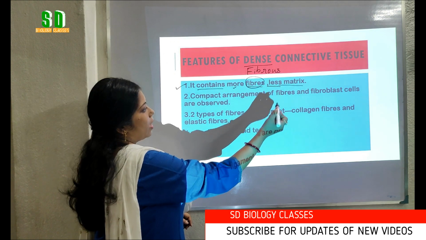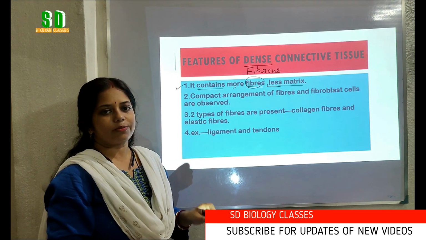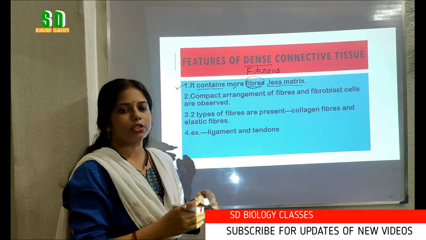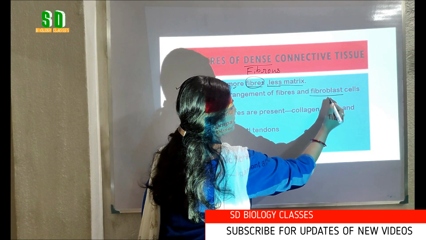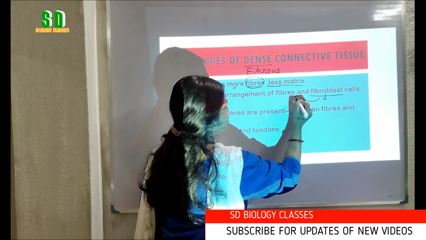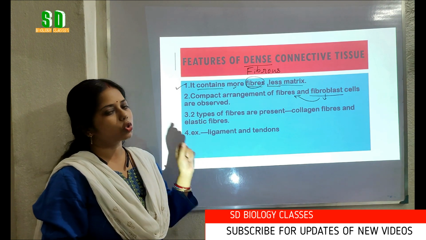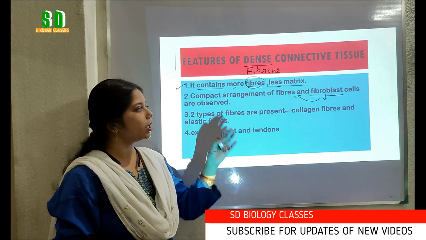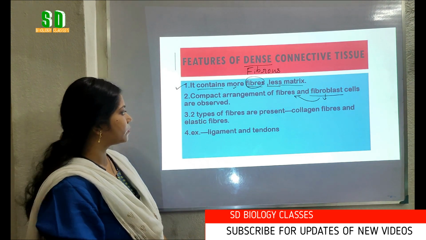Compact arrangement of fibers and fibroblast cells is observed here. That means the fibers which are present in the tissue are compactly arranged. And what are fibroblast cells? The cells which produce fibers are called the fibroblast cells. So fibroblast cells are present here and they are also compactly arranged within the matrix.